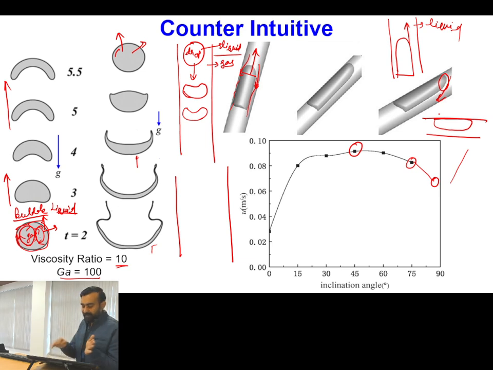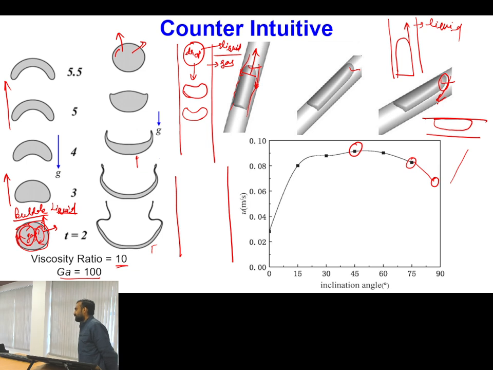At different angles, you can see here the shape of the bubble is different, here the shape of the bubble is different, here the shape of the bubble is different, because a bubble is a deforming substance, it is not a solid entity. Okay, so a bubble can easily deform. So once the bubble is deforming, it will try to occupy a shape of least drag force corresponding to an angle of 45 degrees, and that is the reason at 45 degrees it has the highest velocity.